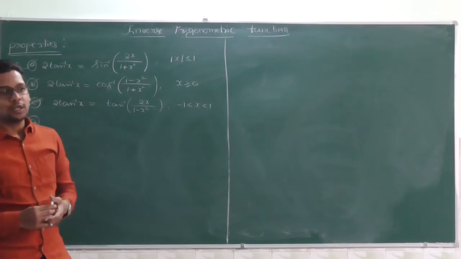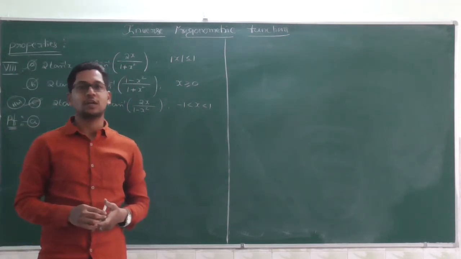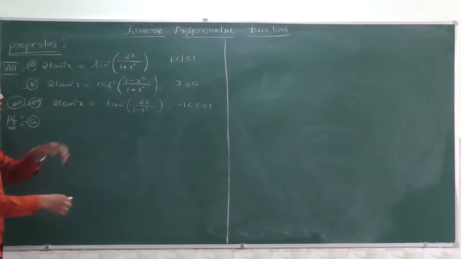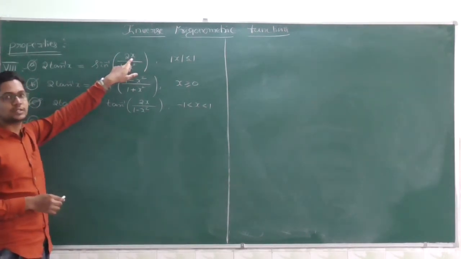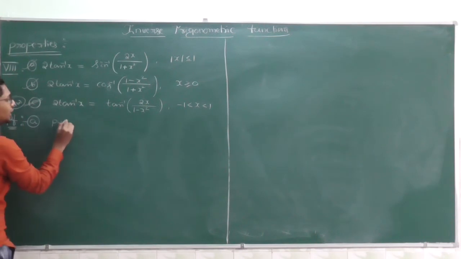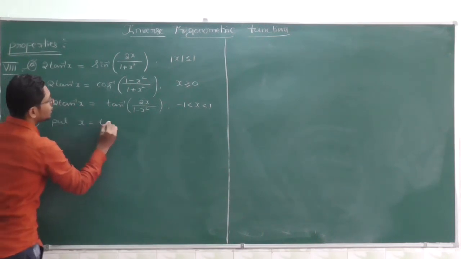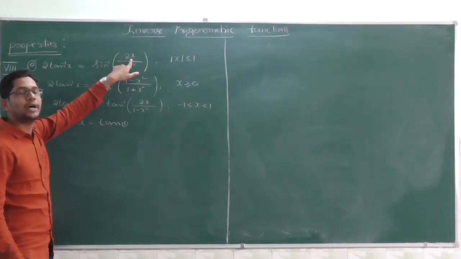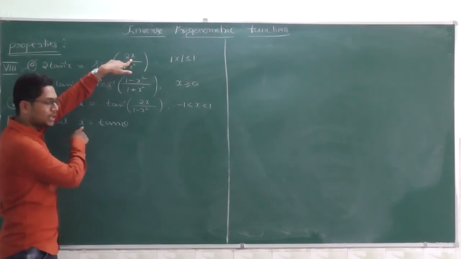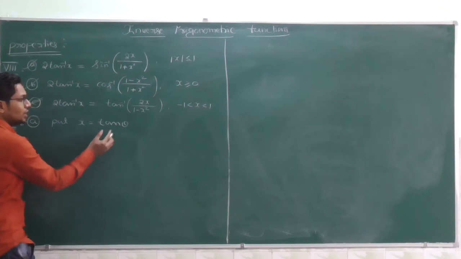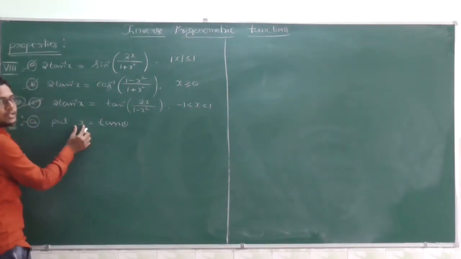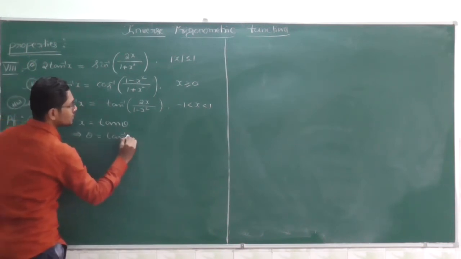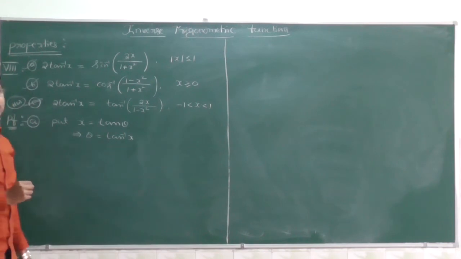Substitution is nothing but we take something in place of x according to our convenience, according to our situation, right? Here I will take in place of x, tan theta. I will put x equals to tan theta. Then theta equals what? If we take this tan to the left, it will become tan inverse x equals theta. Theta equals tan inverse x, right?